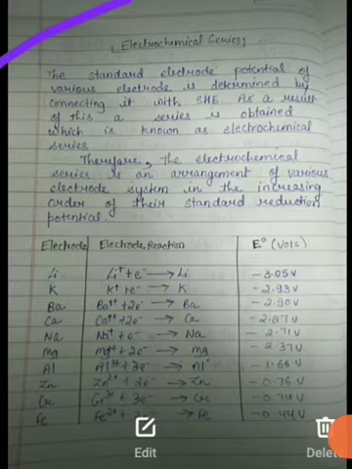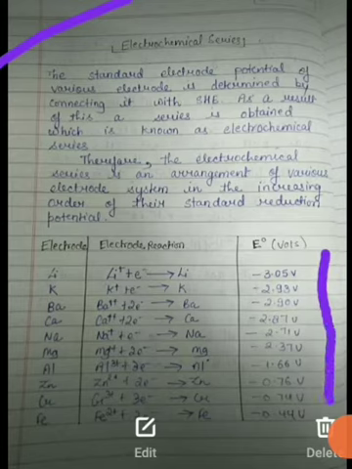Then what can we determine? As a result of this, a series is obtained. When we connect the standard hydrogen electrode, different values are obtained for different electrodes. These values are just arranged in this order, termed the increasing order of electrode potential. So this is the series which is known as the electrochemical series.